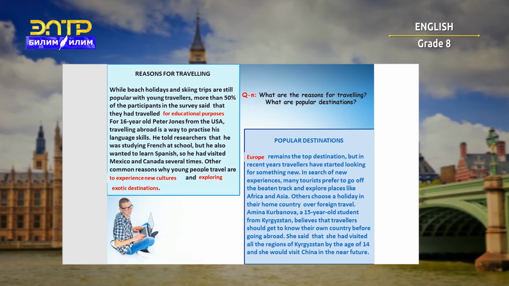And the main popular destination is Europe. Other places are Africa and Asia. Some people choose a holiday in their home country. Good job! Now, I want you, boys and girls, to scan the text to find the words said and told in the text.